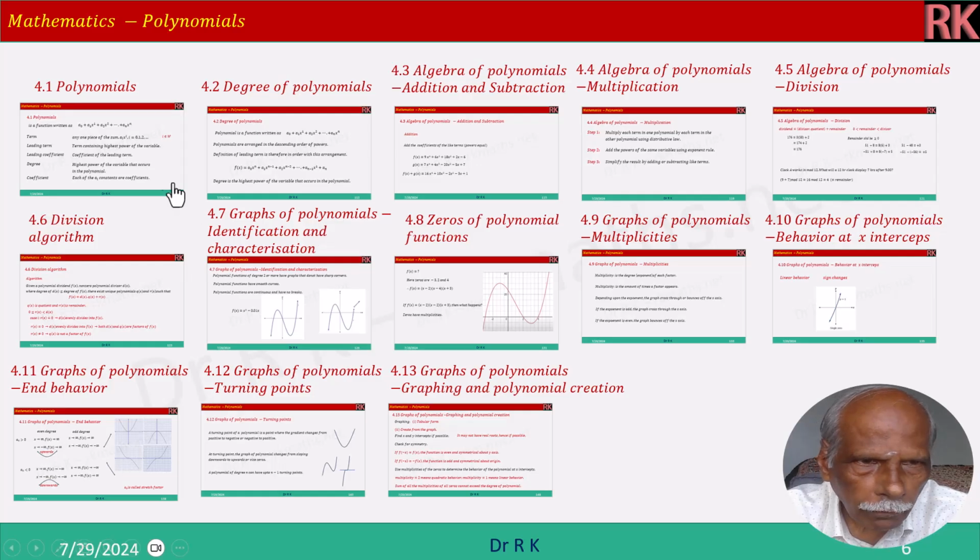Hi, now we will see about polynomials. There are 13 chapters, we will go one by one. Now we will see chapter 1.